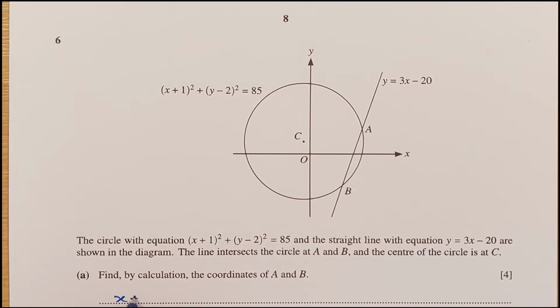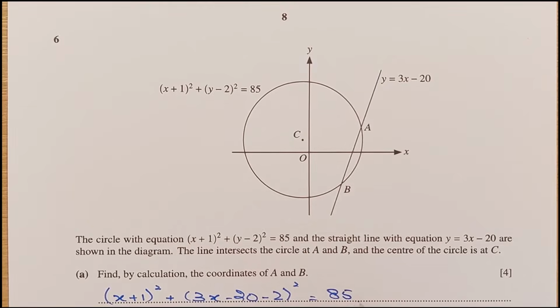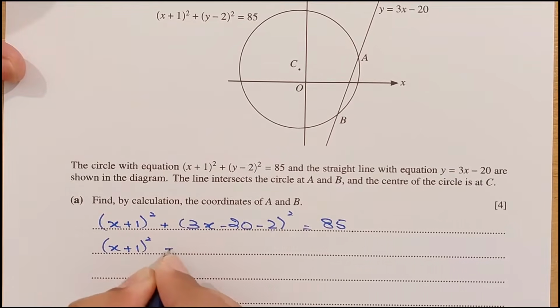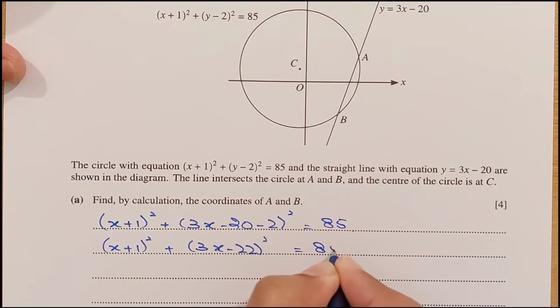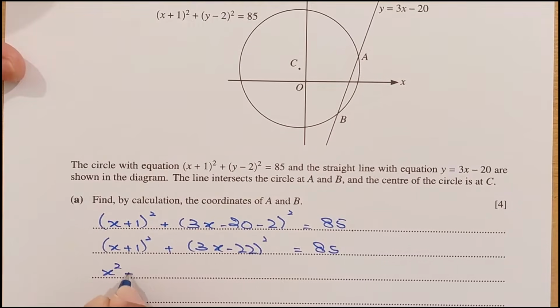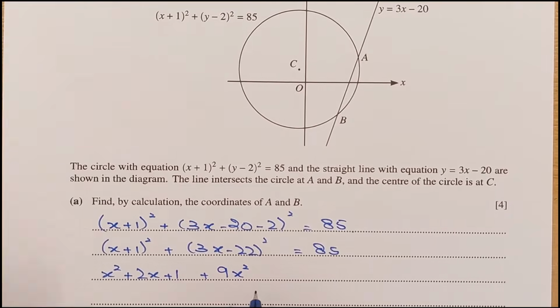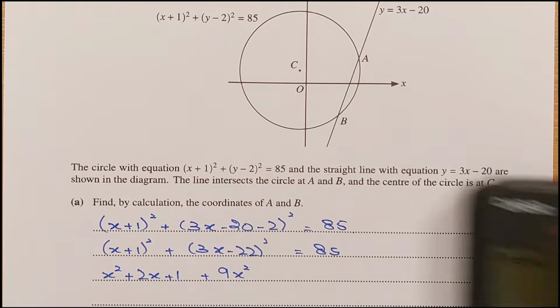So we can say (x plus 1) whole square, right, plus, just substitute the y value over here. So we have (3x minus 20) and this minus 2 whole square equals 85, and let me solve for the x coordinates, right? So here we have (x plus 1) whole square plus (3x minus 22) whole square equals 85. Open the square, we have x square plus 2x plus 1. This is 9x square, and 3 square is 9. Okay, 2ab, so 2 times 3 times 22 is minus 132.